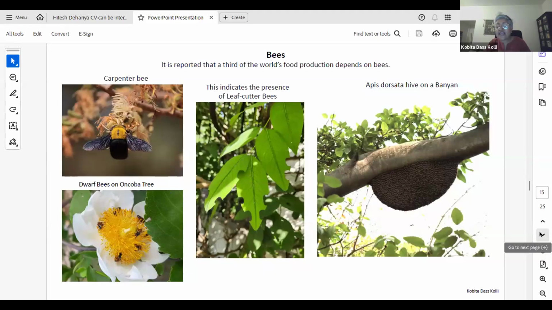Then, of course, you have hives, and get a picture of the hives. They can be really high up. This one was on a banyan tree, so it's really high up, but one can still make out the species because of the way the hive is built. So try to get clear pictures as far as you can. Next slide, please.